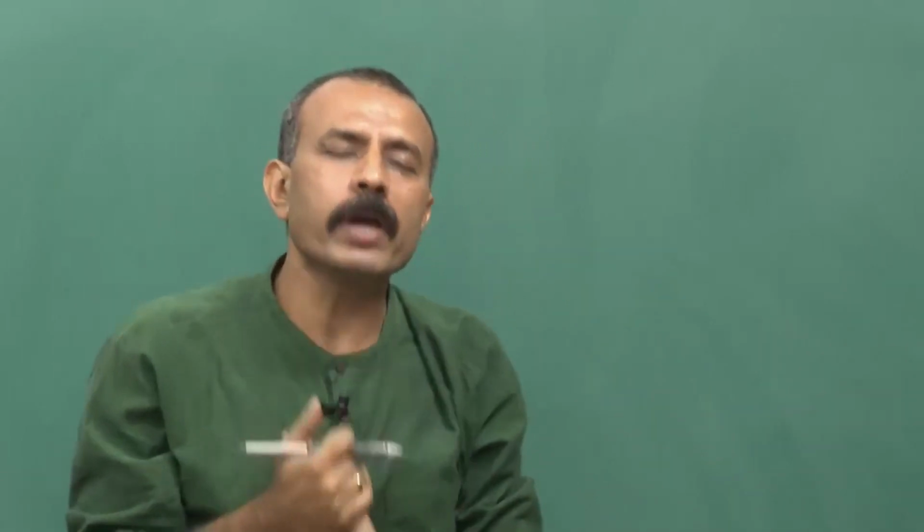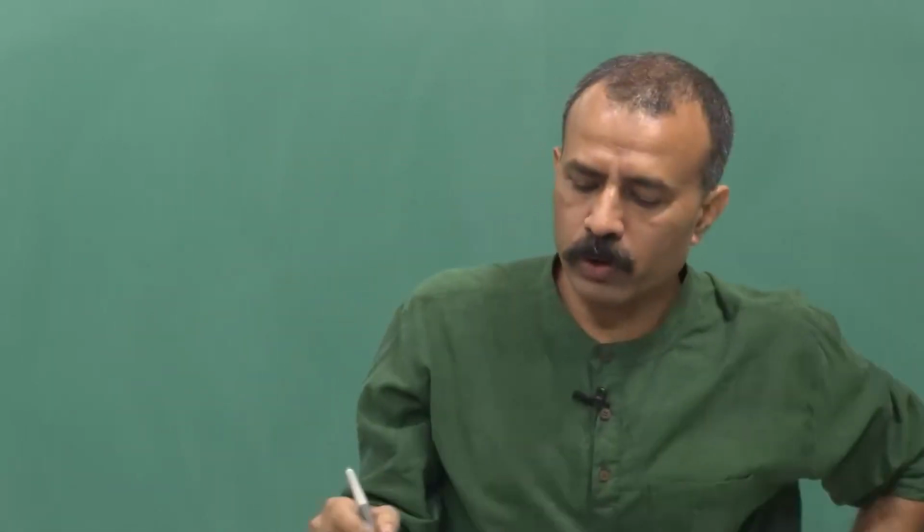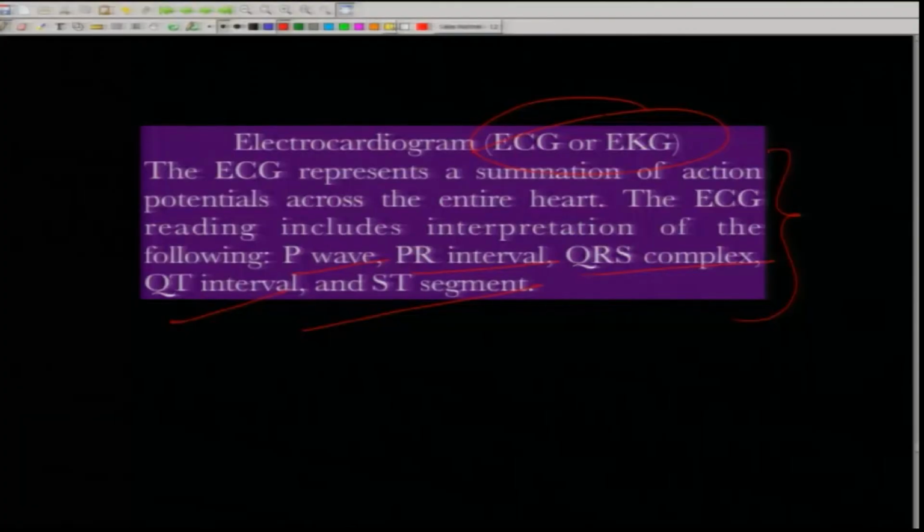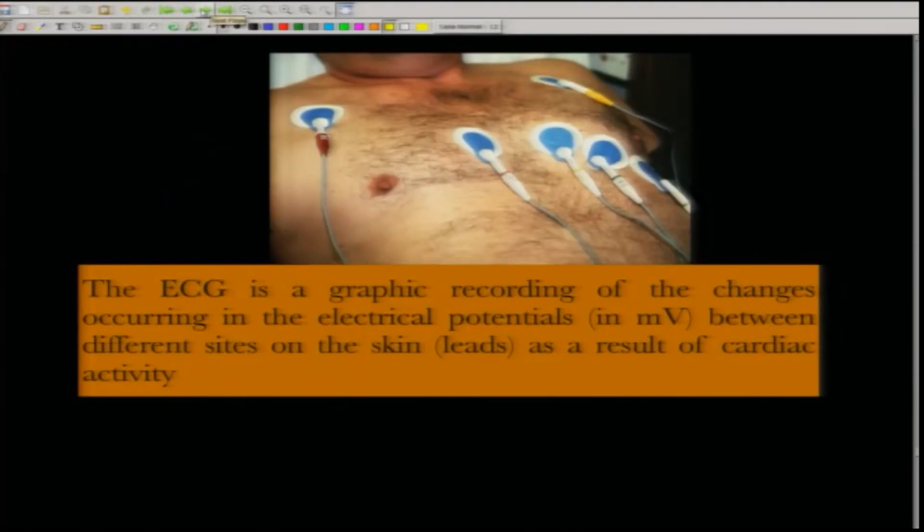So, there are two electrical events superimposed over each other which regulate the whole heart. Now, the summation of everything is your ECG or EKG trace. The ECG is a graphic recording of the changes occurring in the electrical potentials between different sides of the skin as a result of cardiac activity. So, all these things are happening on the surface; you are making the measurements on the surface.